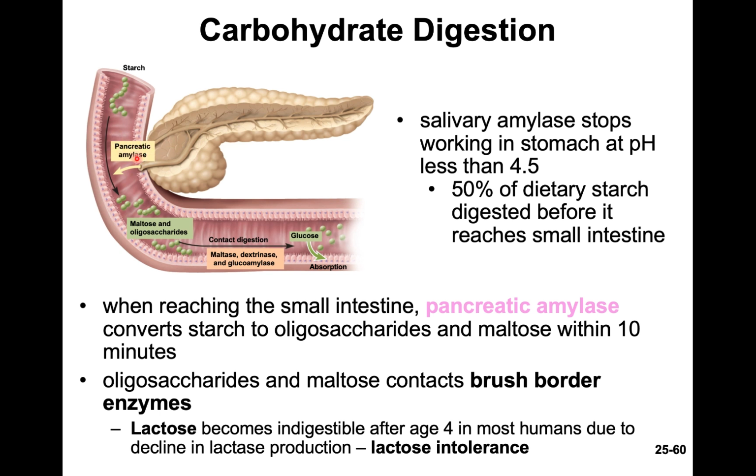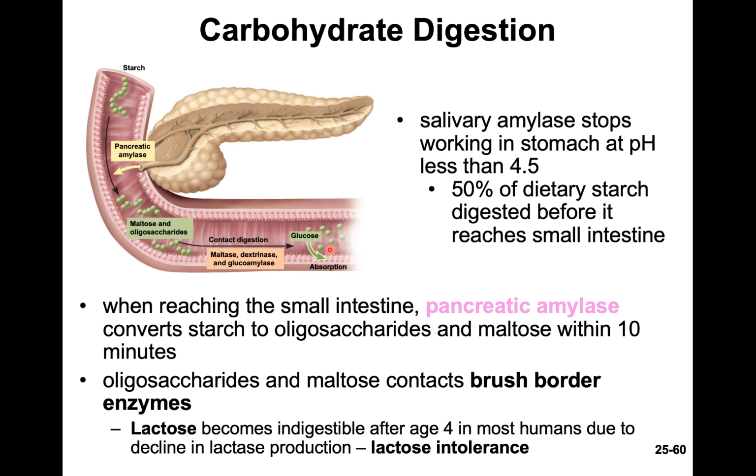This is the active form of the enzyme amylase, and it's going to take starches and break them down into oligosaccharides. These oligosaccharides will then come into contact with the brush border. In the brush border, you're going to have 3 enzymes that I do not need you to memorize. But these 3 enzymes are the enzymes that break down the oligosaccharides into the monosaccharides called glucose.